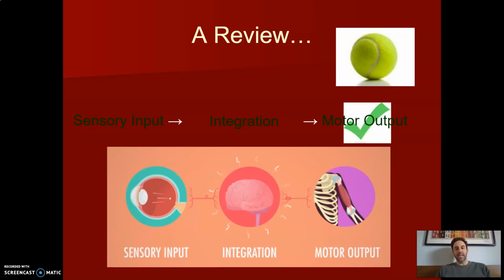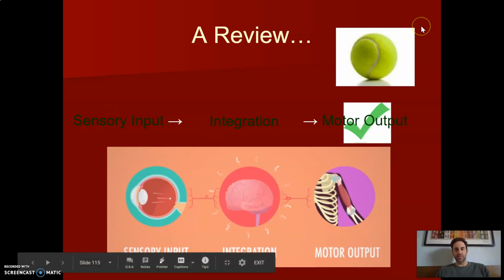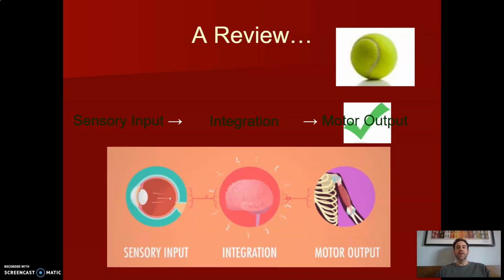And what's amazing now is this takes us back to this little flow map that I introduced a long time ago, where I started throwing tennis balls at you guys. We said that in order to catch a tennis ball, you need sensory input, integration, and motor output. And we've now delivered. We began by looking at the brain and the nervous system and how action potentials and synapses send signals around the body. We then backed up and looked at how the sense organs were able to take signals from the environment and convert those into messages that the brain can understand.